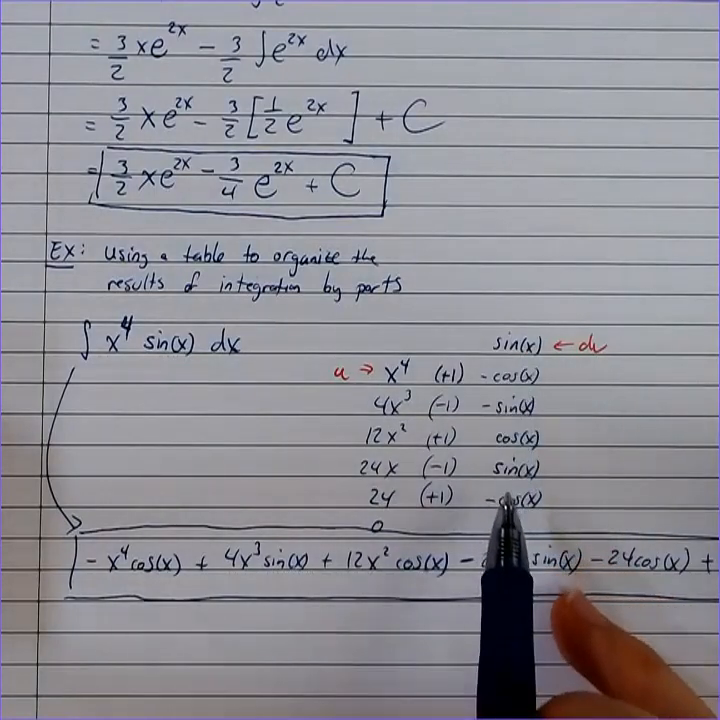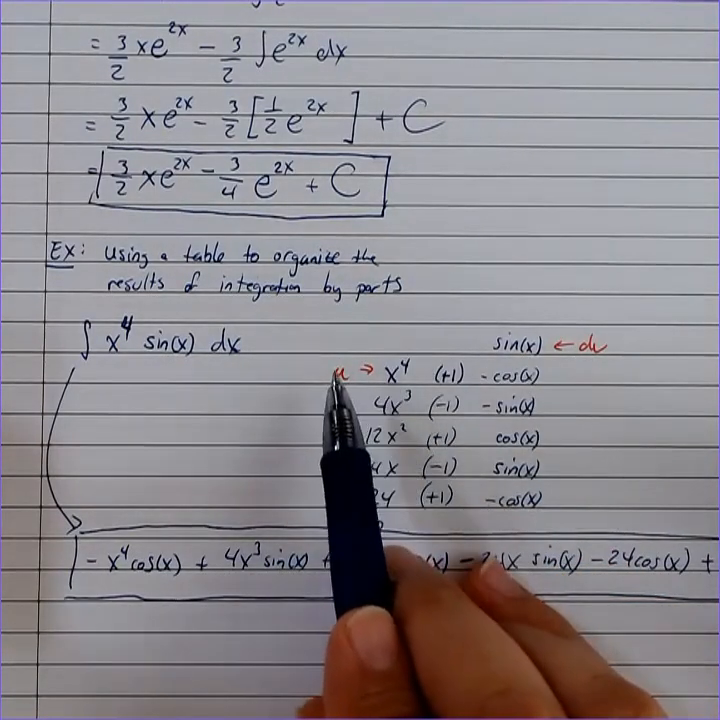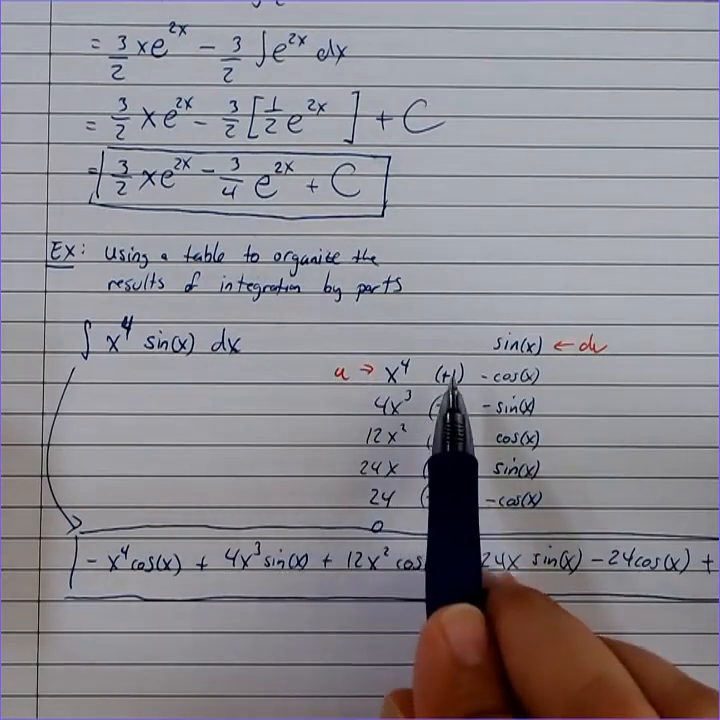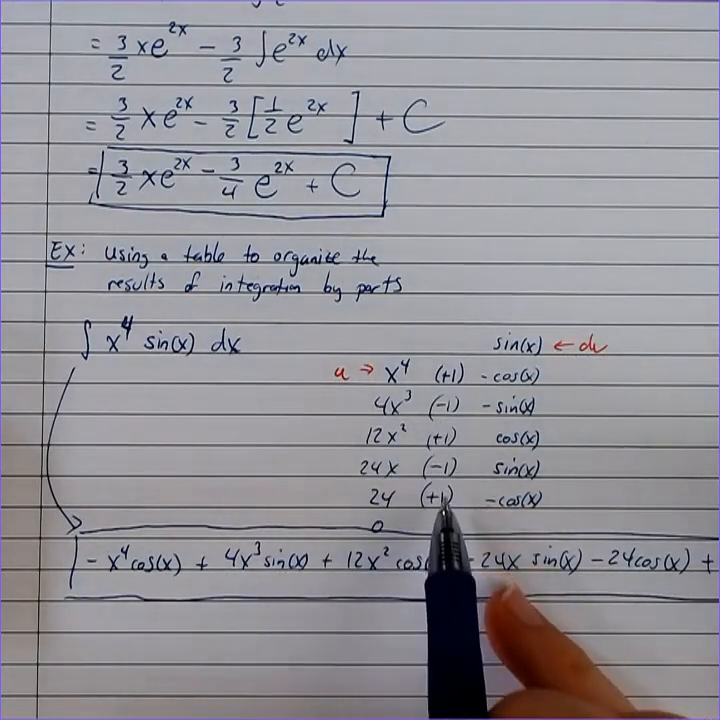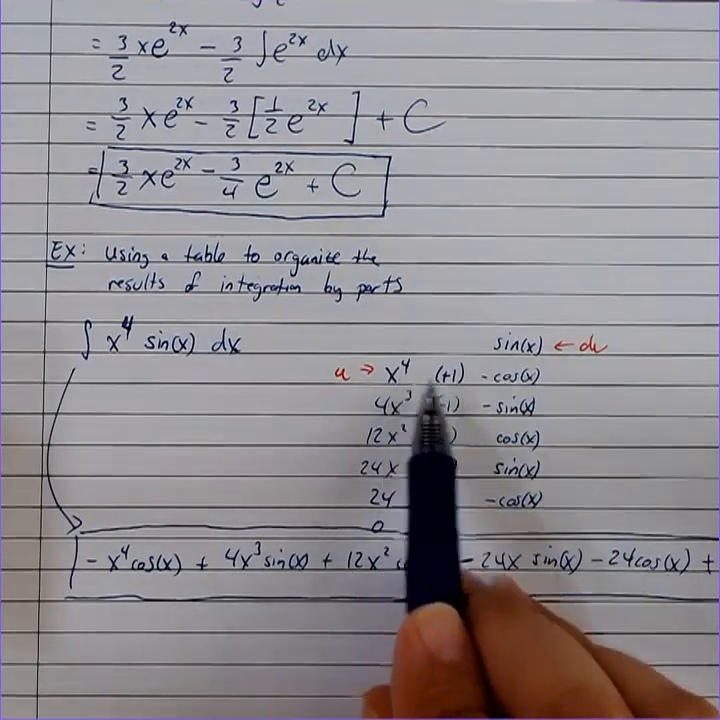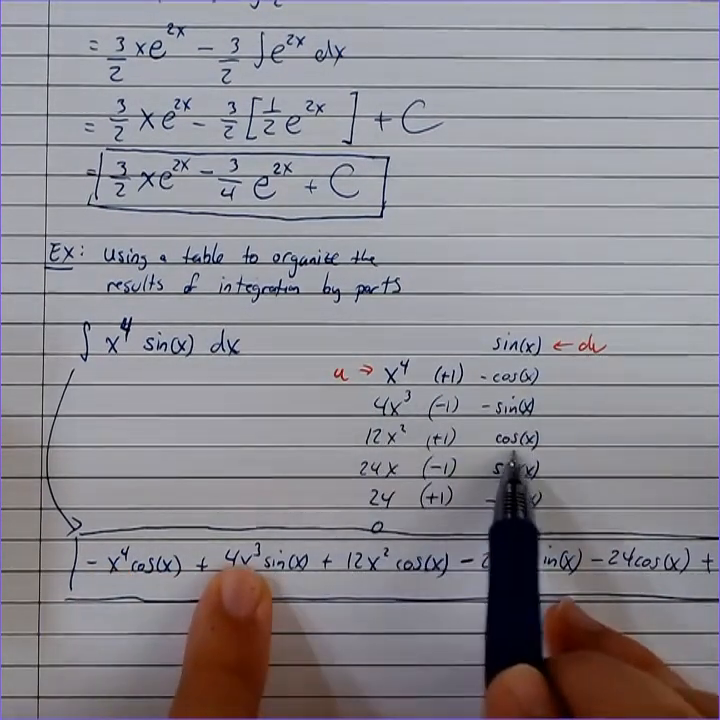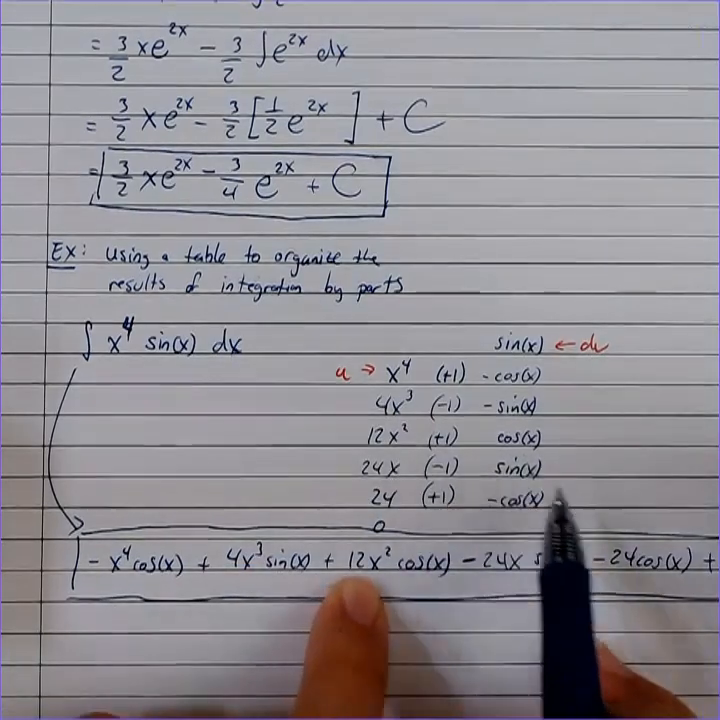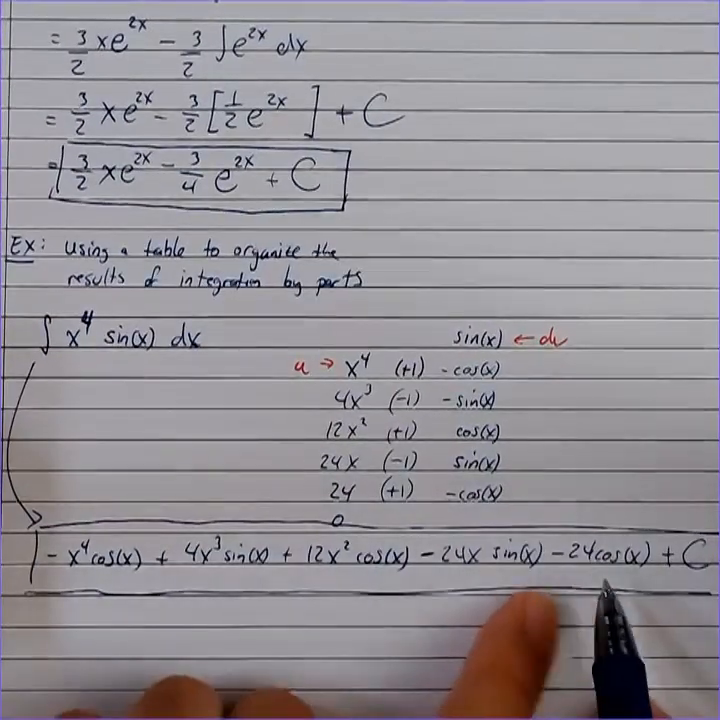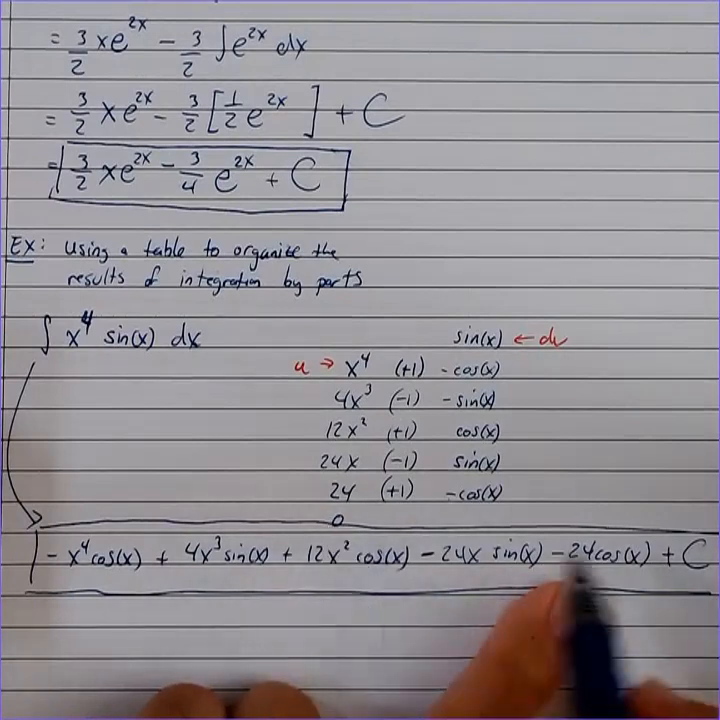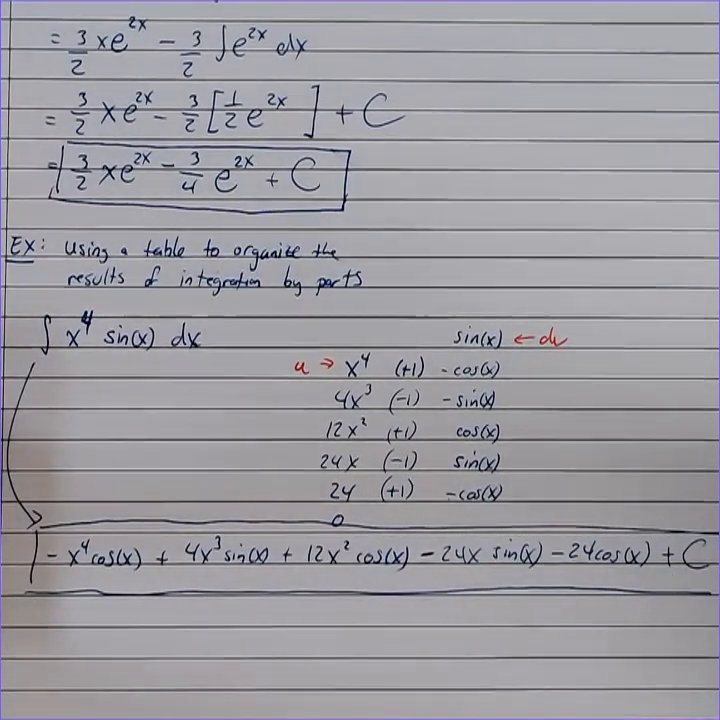Integrate. And now starting from this level, where your u is, positive 1, negative 1, positive 1, negative 1, all the way down. Multiply, that's your first term. Multiply, that's your second term. Multiply, that's your third term. Multiply for your fourth term. Multiply for your fifth term. Once you reach 0, add your constant. And that's your result. So go ahead and give this a try.